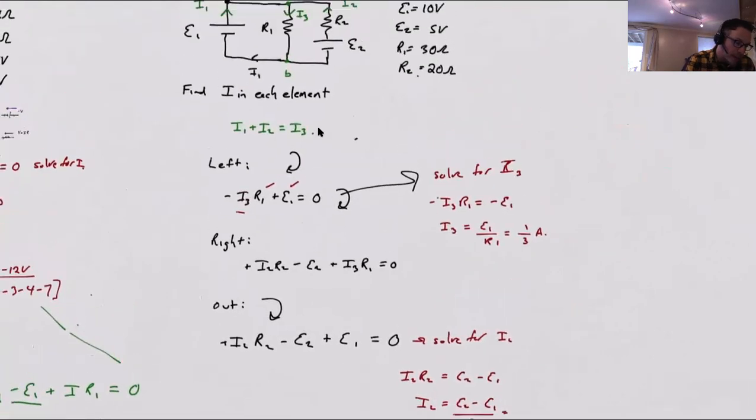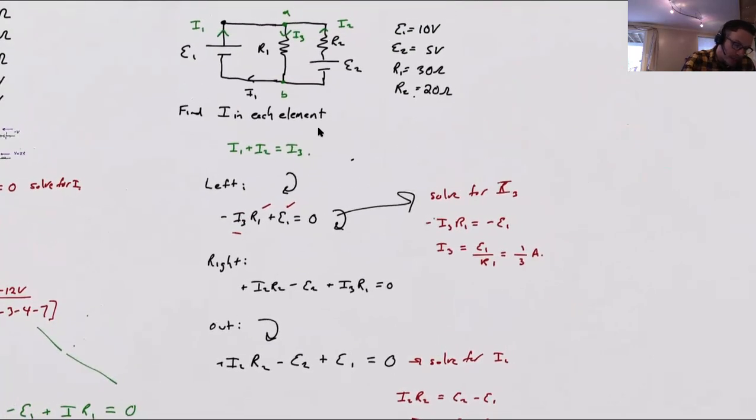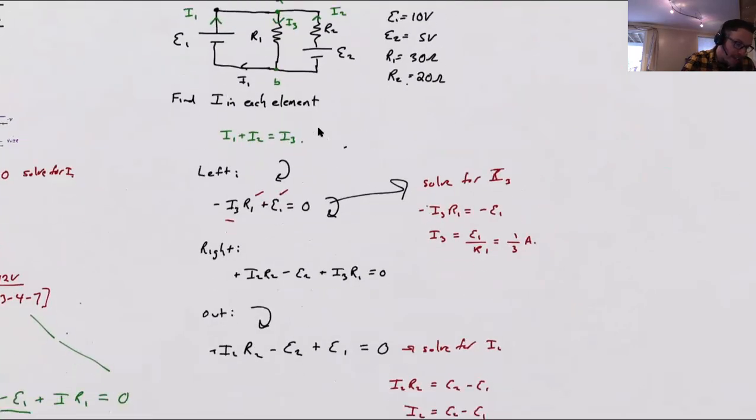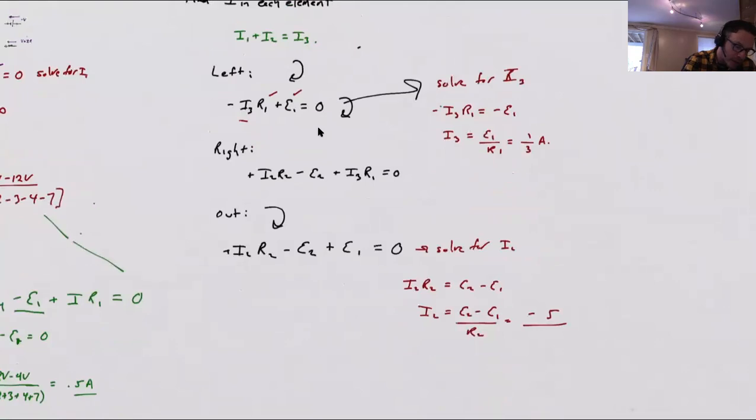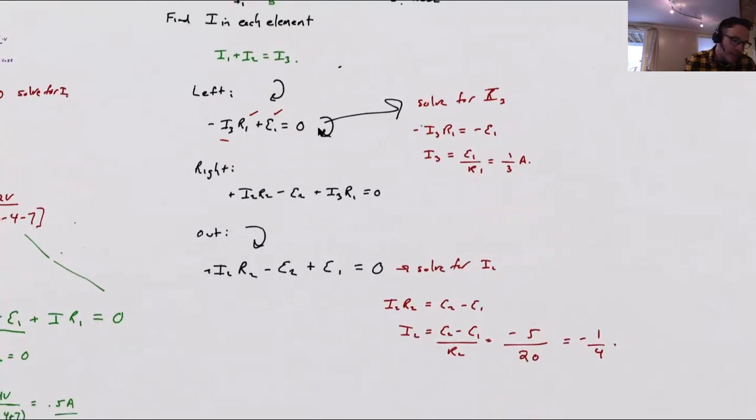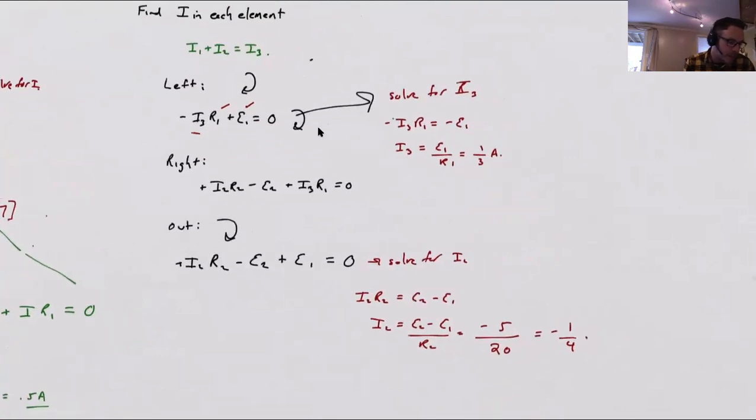And I have to go back up to my numbers here. E2 is 5, E1 is 10. So this is a negative 5 in total over R2, which is 20. And so this is a negative 1/4. Okay, again, negative sign here means that we know the value is 1/4, but that current should have actually been flowing the other way. Last but not least, what do we see?